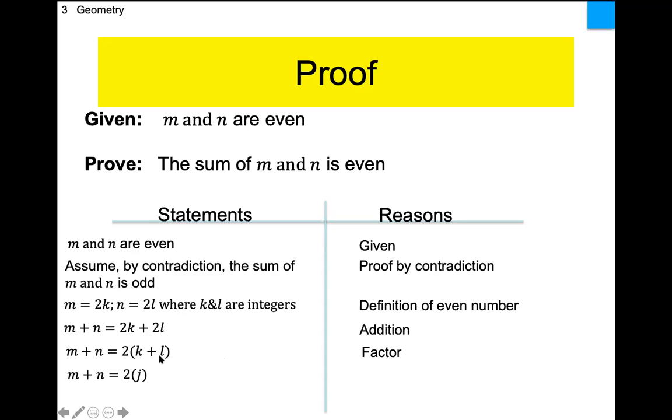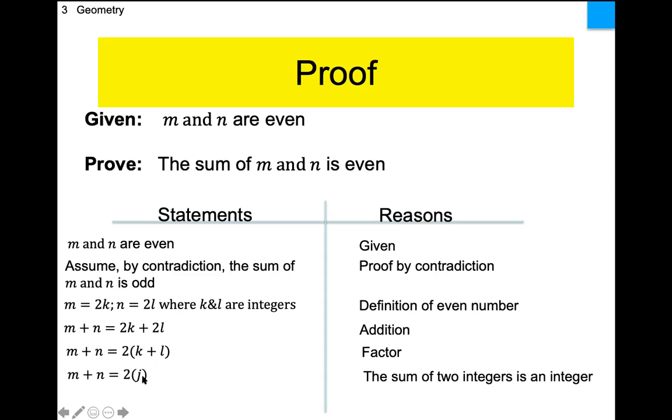So k plus l, an integer: 1 plus 2 is 3. 1 plus negative 4 is negative 3. Each time I'm getting an integer. I don't know what the integer is, but I do know that k plus l is another integer. We'll call it j. Now I just showed you that m plus n is 2 times j. Wait a minute. 2 times j is 2 times an integer, and that's the definition of an even number.